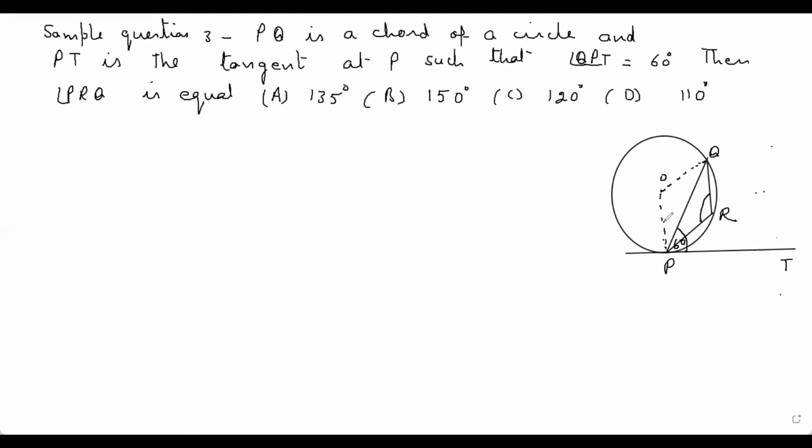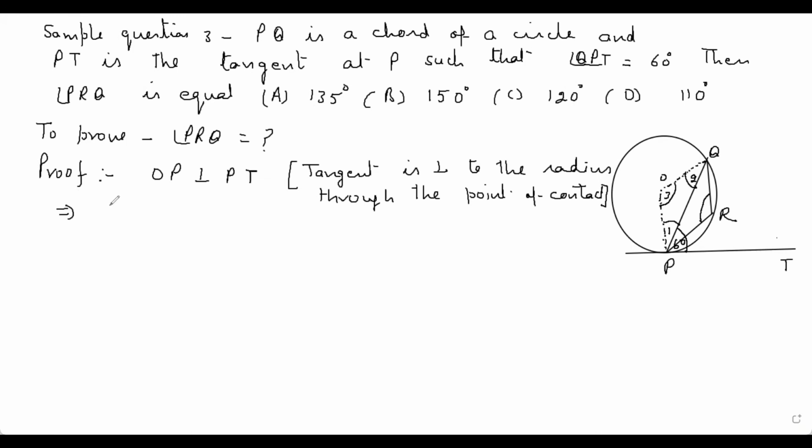Now let this angle be 1, this angle be 2, this angle be 3. Now to find the angle PRQ, here's the proof. OP is perpendicular to PT. Now OP is the radius of the circle and PT is the tangent. Tangent is perpendicular to the radius through the point of contact. It implies angle 1 plus 60 degree is equal to 90 degree. It means angle 1 is equal to 90 degree minus 60, which is 30 degree.